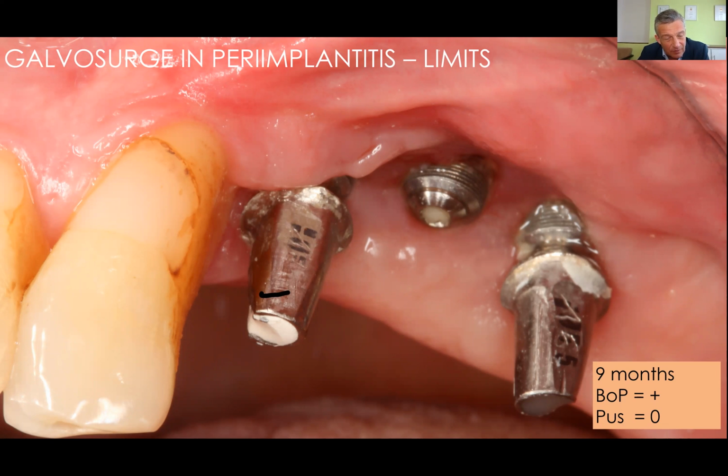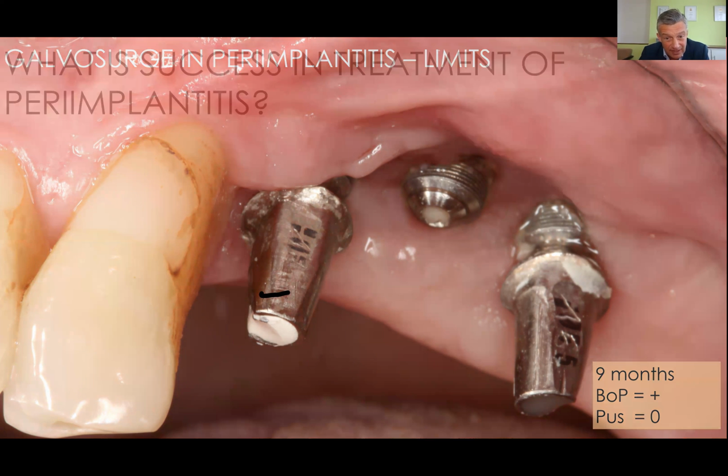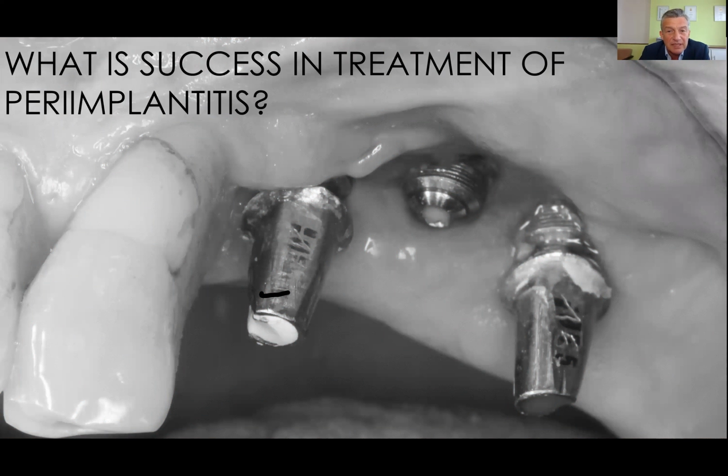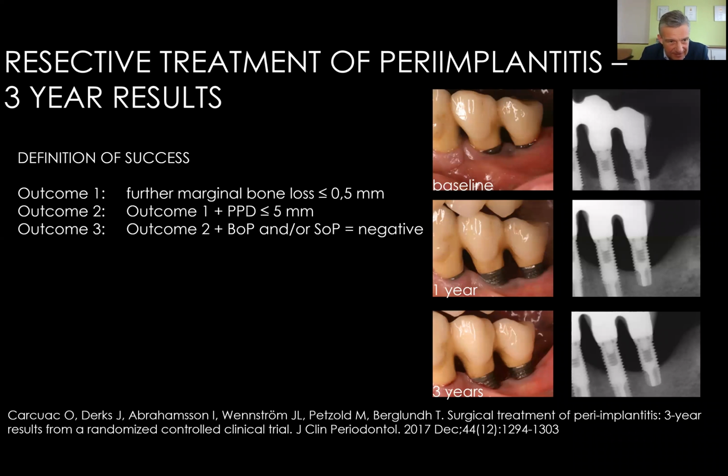But even with bad oral hygiene, I mean, he had no perfect access to this area, there was no pus and little bleeding, a little mucositis, but we didn't see any peri-implantitis in this case. So now we need to discuss what success is and how we can assess success.